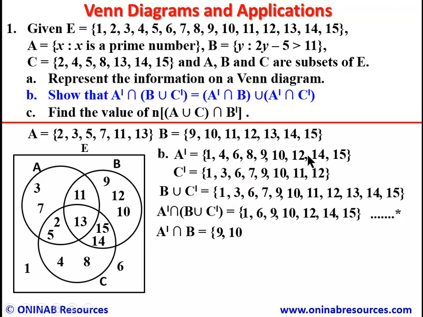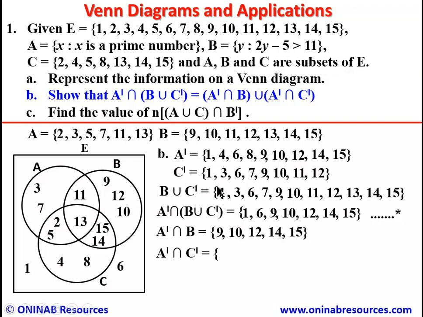There's 12 here, there's 12 here, we pick 12. There's 13 here, there's no 13, so we leave 13. There's 14 here, there's 14, we pick 14. There is 15 here, there is 15 here, we pick 15. So we've gotten A prime intersection B. We go for A prime intersection C prime. So A prime intersection C prime, these are the two sets. What are the elements that are common to them?